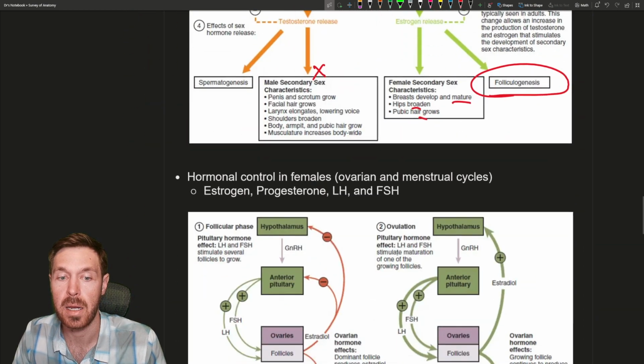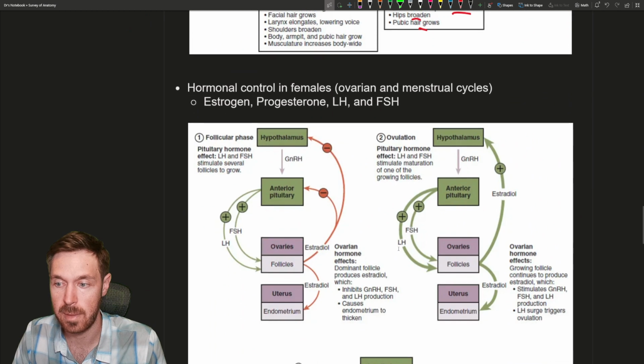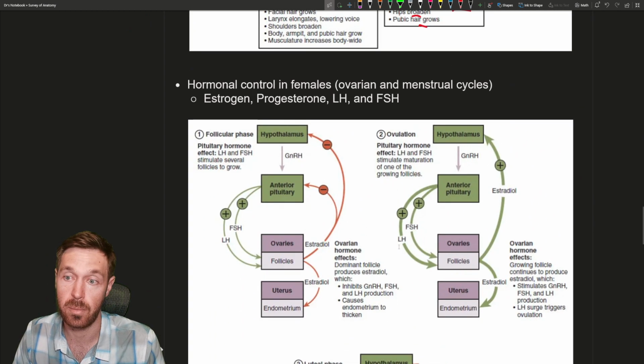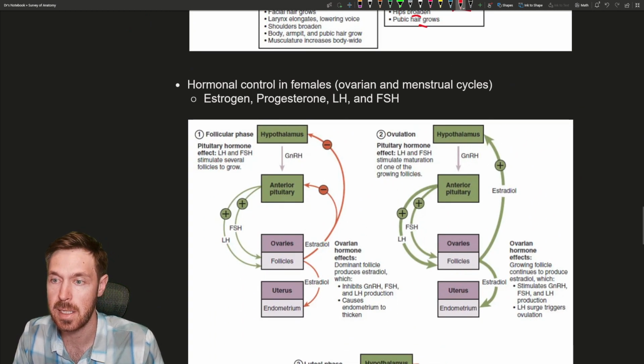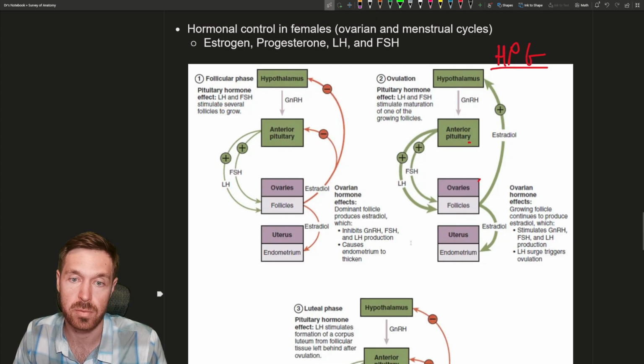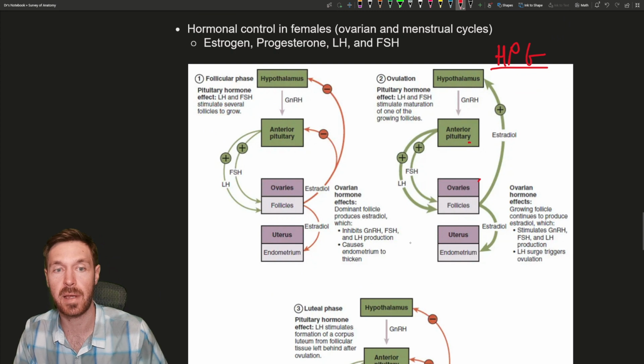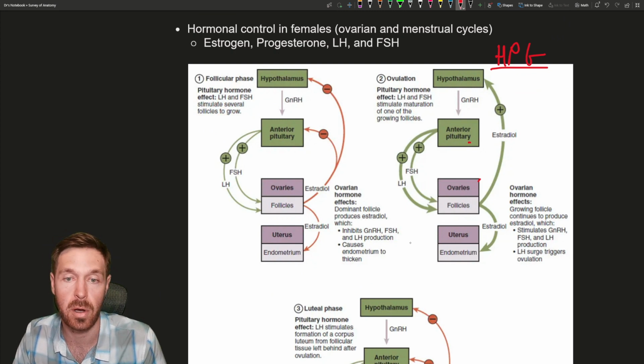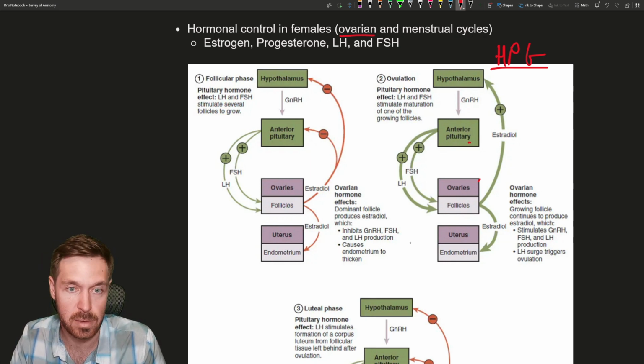All right, now let's look at hormonal control in females, which is a little bit more intense than males. Again, this is known as the HPG axis, the hypothalamic, pituitary, gonadal axis. We still have the same hormones. Up here during the follicular phase, this is talking about what's going on in the ovaries. There's the ovarian cycle and the menstrual or uterine cycle, and they go hand in hand as well.